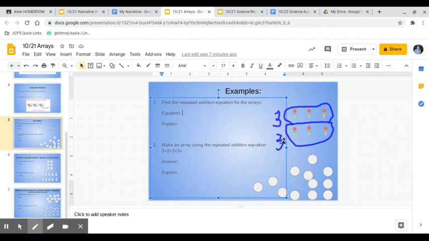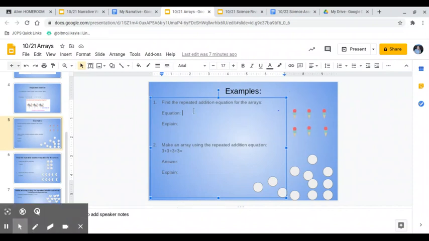Now, 3 plus 3 is also 6. You're going to get the same answer either way if you did it on the rows or the columns. But notice how both ways I did it, I got a repeated addition equation. That means I got an equation where both numbers or all 3 numbers were the same. So for mine, I'm going to put 2 plus 2 plus 2 equals 6. Or, remember we did 3 plus 3 equals 6. And then I'm going to explain. So I'm going to say what I did.